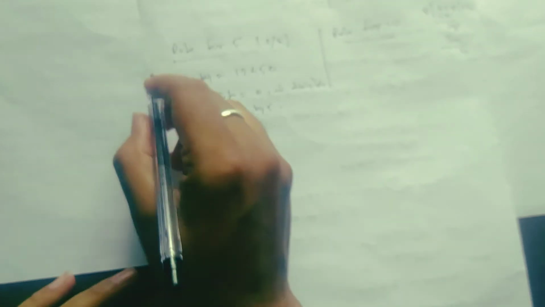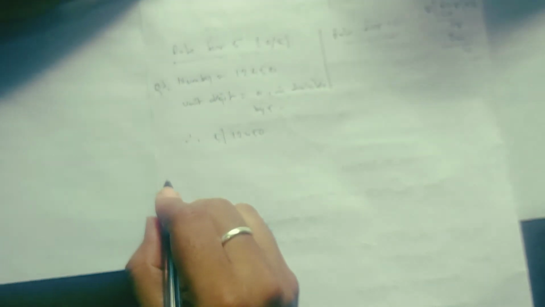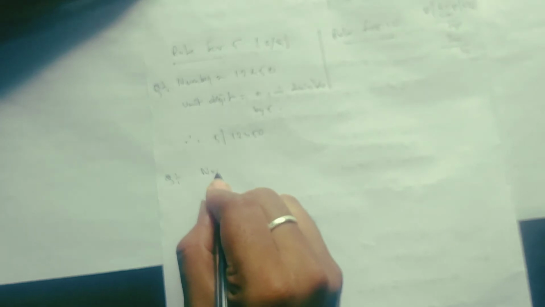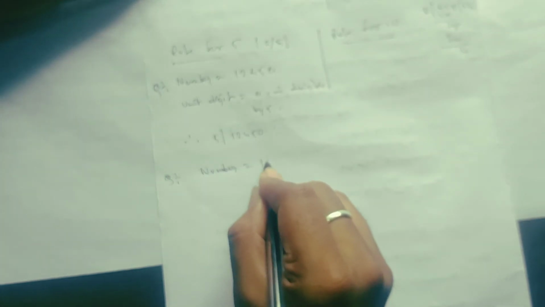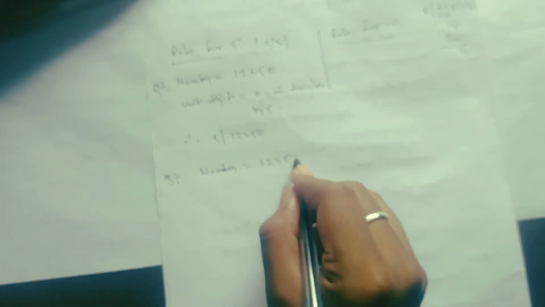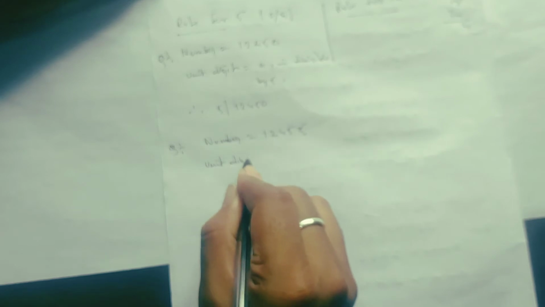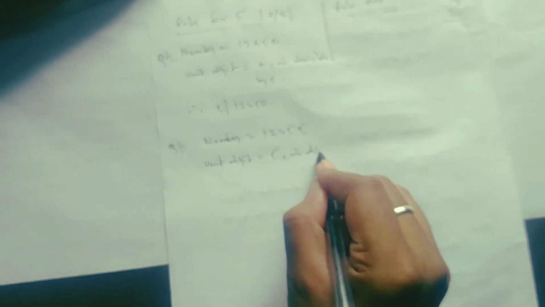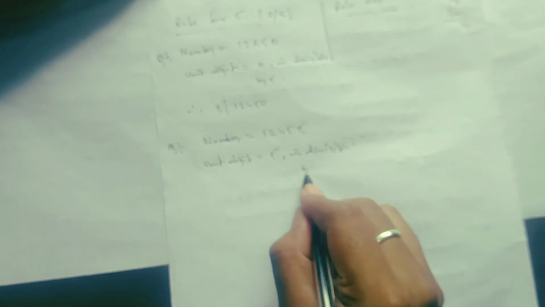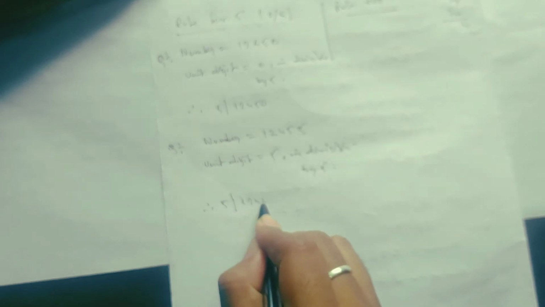I will take another number. If I go for another number like the same, 1245, and here instead of 0 I will take 5. So here the unit digit is 5, which is divisible by 5. Therefore 5 divides 12455.